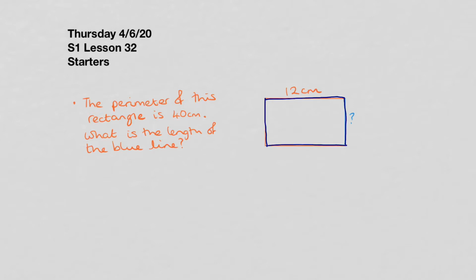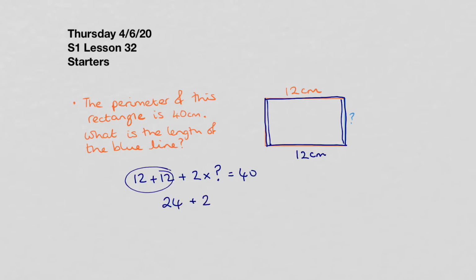We know that this line is also 12 centimetres. So we need to know what these two lines are. Okay, so what we would have is 12 add 12 plus 2 of what we're trying to find is equal to 40, isn't it? So the 12s make 24, add 2 of what we're trying to find. That's going to be 40.